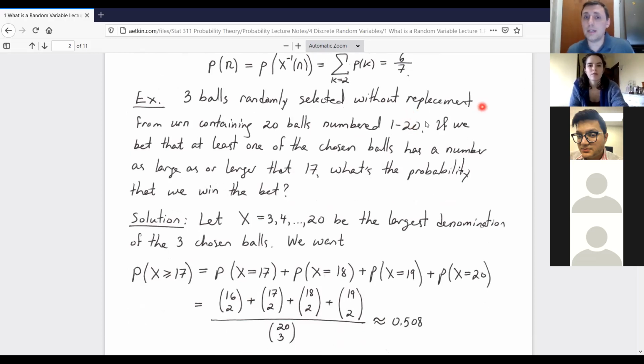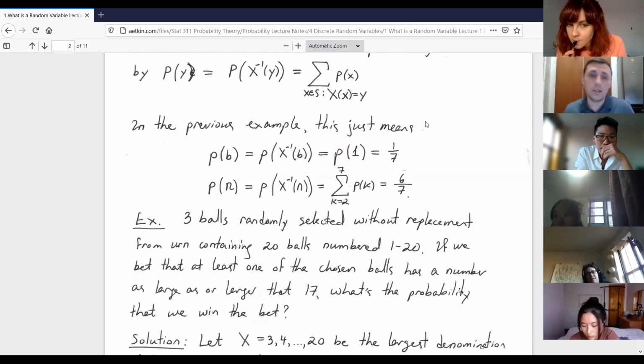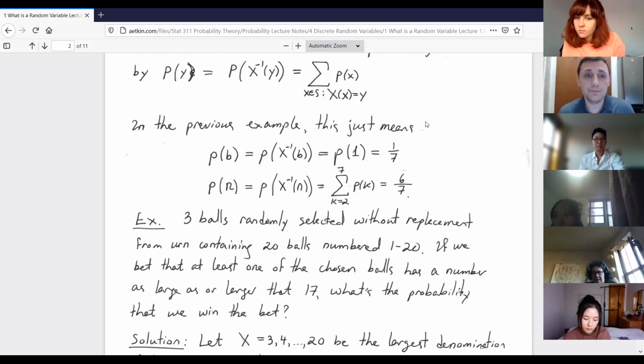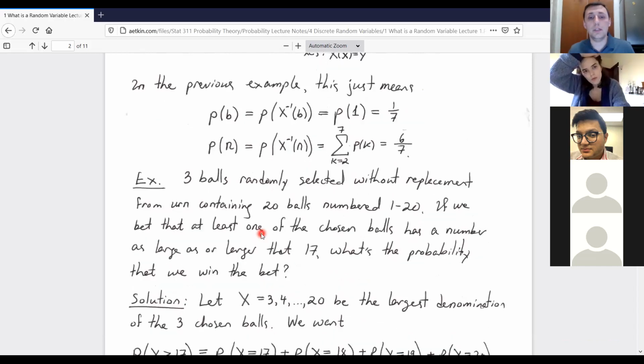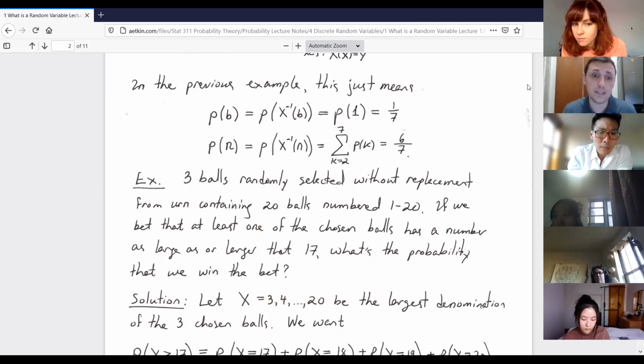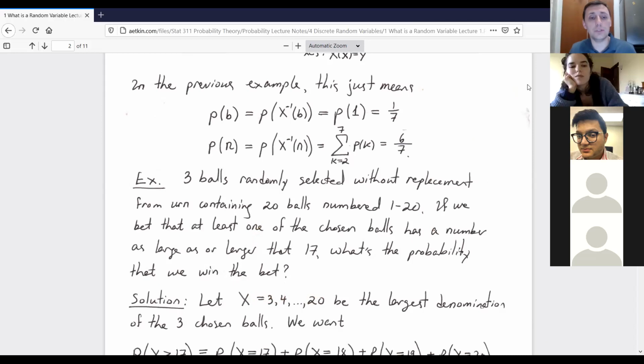So notice in that bet, guys, we sample three balls. You agree? And we are only interested in the largest ball, in the largest denomination. So I will say X, my random variable, is the largest value that was picked. So X is either 3 or 4 or all the way to 20, right? Because I sample 3 of them, X can never be less than 3. So then I can calculate my probability.